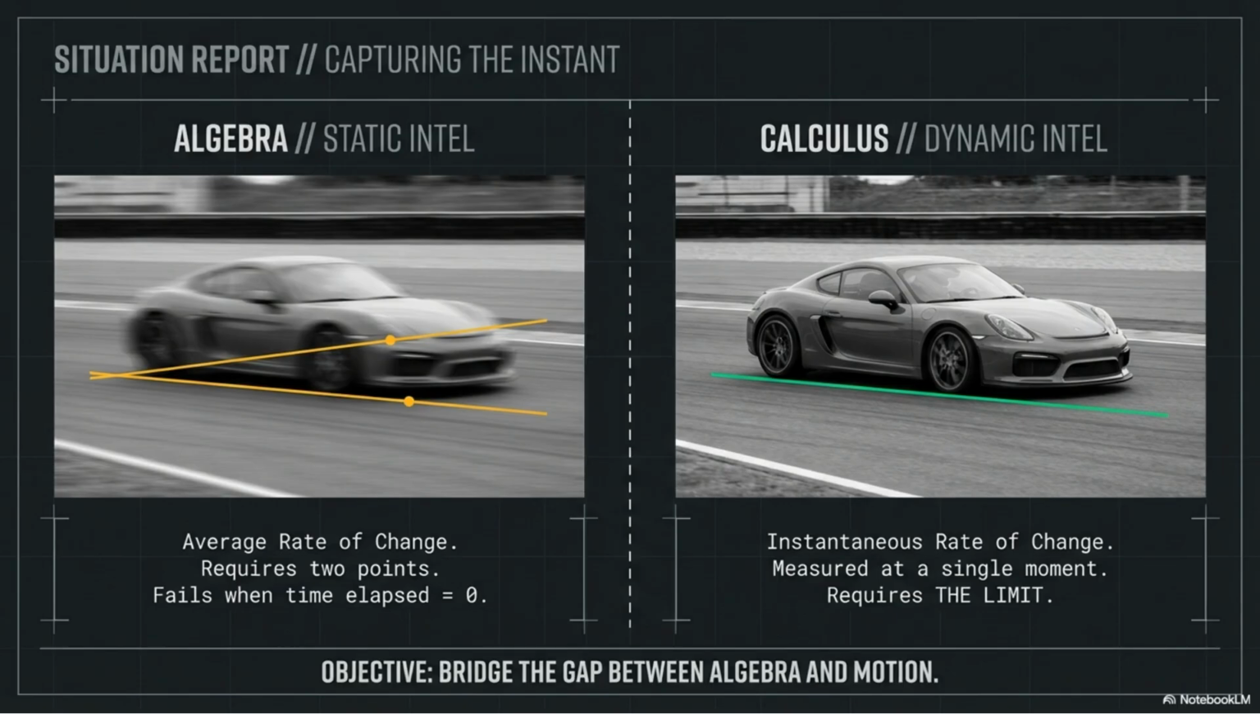In the past, you relied on standard algebra, static intel. Algebra allows us to calculate an average rate of change, but it requires two separate points and completely fails when the time elapsed is 0. Calculus gives us dynamic intel. It allows us to calculate an instantaneous rate of change measured at a single, exact moment. Our primary objective today is to bridge the gap between static algebra and dynamic motion, and the weapon we use to do that is called the limit.